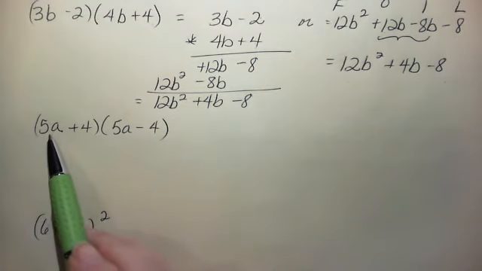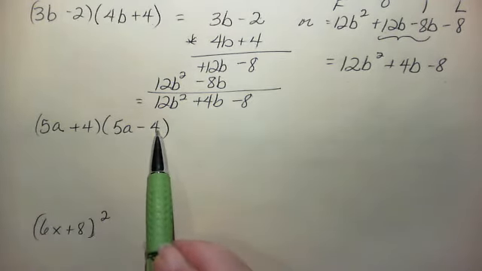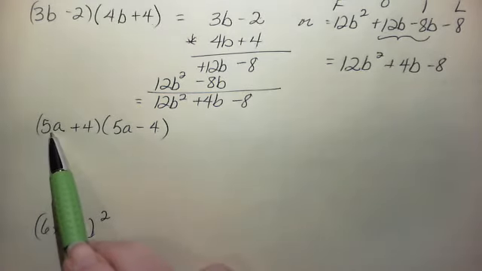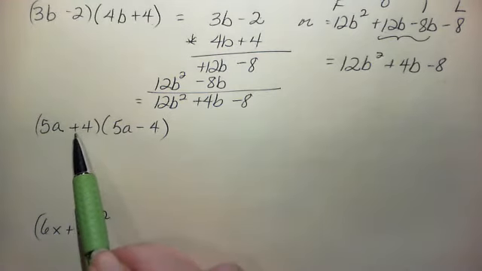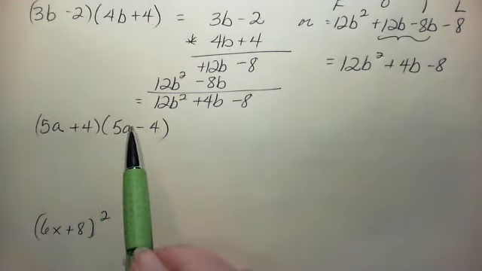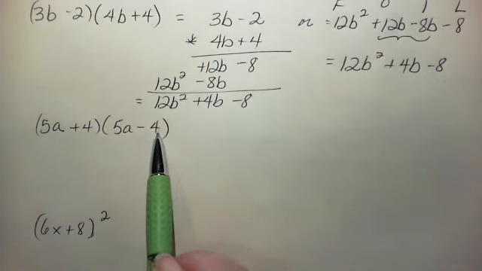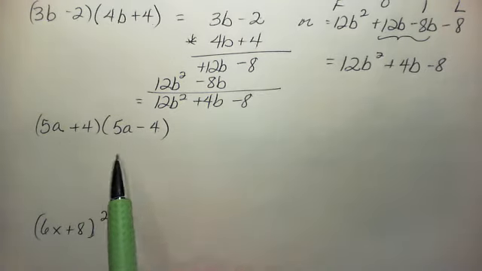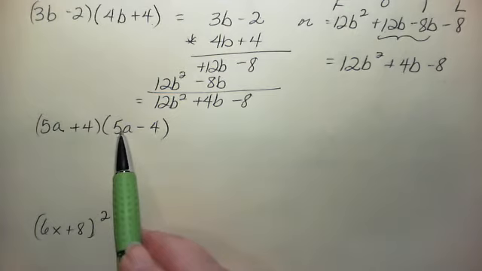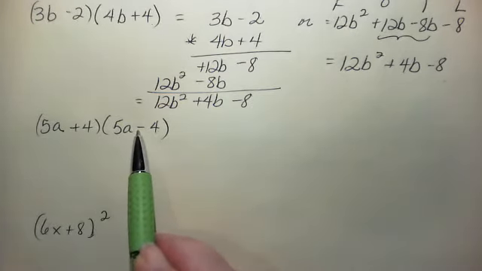This pattern, where we're multiplying 5a plus 4 times 5a minus 4, what we want to notice here is that this fits a pattern where the first terms are the same, the second terms are a sum and a difference, or a plus and a minus, but the number is the same. So we call this the product of the sum and difference of the same 2 terms. 5a matches 5a, 4 matches 4, 1 sum, 1 difference.